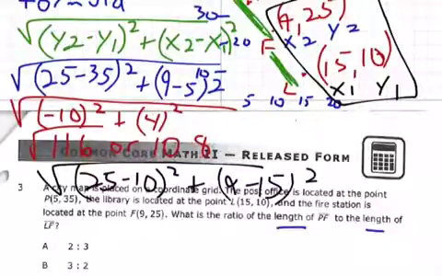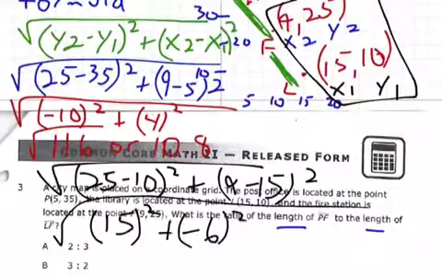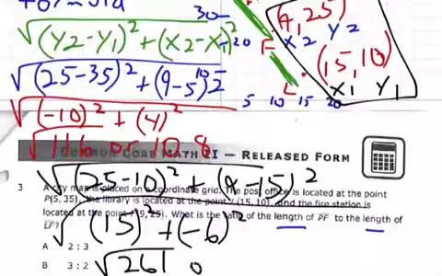Squared. 25 minus 10 is 15, and I'm going to square it. And then 9 minus 15 is negative 6. I'm going to square it. I'm going to add those up. So 15 squared is 225, and 6 squared is 36. So 225 plus 36 gives me 261. Remember, that's still in the square root. And I can find the decimal answer, which would be about 16.2.